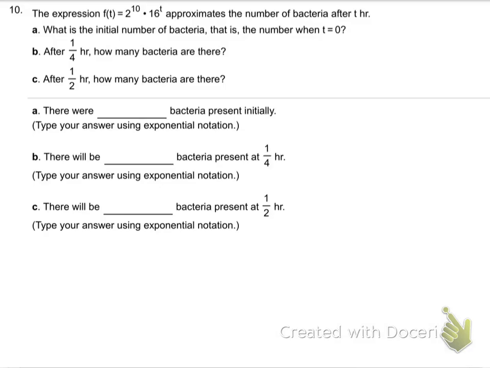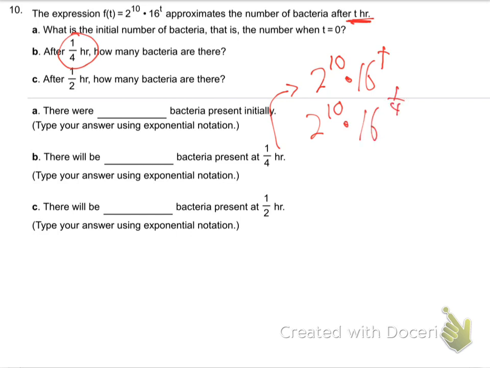So part B. Now they're saying 1/4 of an hour. T is the hours, notice. So in part B, I'm going to take the formula 2 to the 10th times 16 to the t, and I'm going to put in for t 1/4. Right? 1/4 hours. So put in 1/4. Now, what do we do with that? What's a 1/4 power do there?